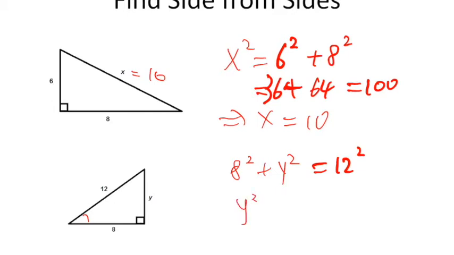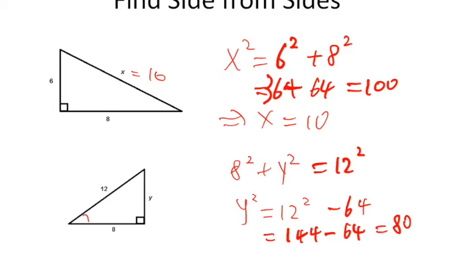So y squared is 12 squared, subtract 64. 144 subtract 64 is 80. We know 9 squared gives us 81, so the square root of 80 must be awfully close to 9. My guess is 8.9 something, but if you put it in your calculator, you would find y should equal 8.94.